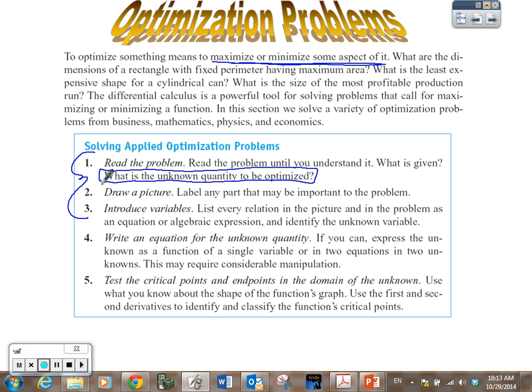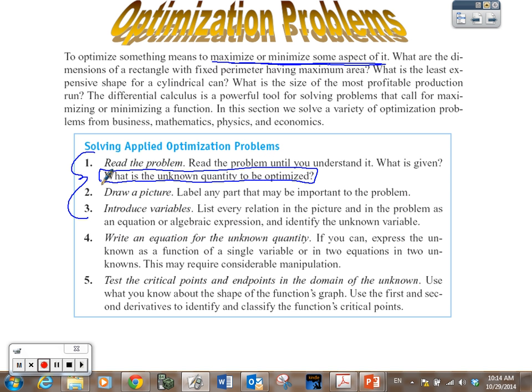Because it's very likely that they may give you, let's say, information about volume and area, and they want you to maximize volume. What that should tell you is, if you have information on two concepts like volume and area, and they want you to maximize volume, what do you think all the area stuff is going to be used for? To substitute into the volume equation, right? So it tells you how to focus. It tells you which equation is the most important.